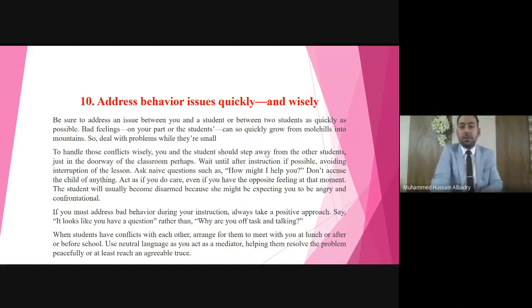You and the students step away from the other students. Go to, for example, the outside of the class, talk with them. You see here we have techniques how to deal. You can read them. Okay, these techniques. When students have conflicts with each other, arrange for them to meet. جيبهم قلهم تعالوا الاثنيناتكم تعالوا خلينا نقعد هنا نحل لهم مشكله. Arrange for them to meet with you at lunch.